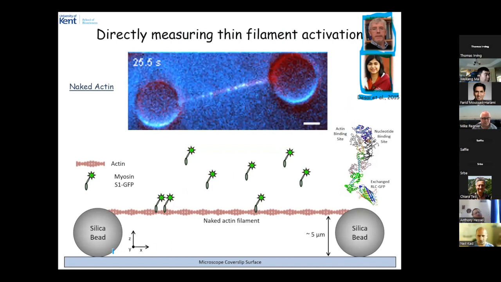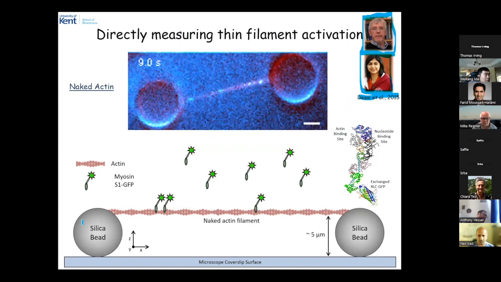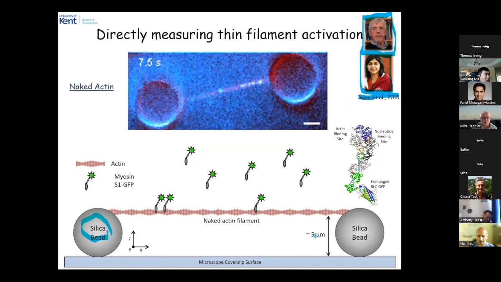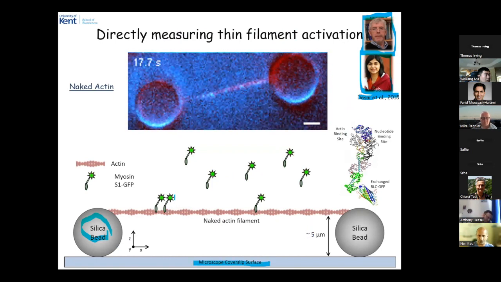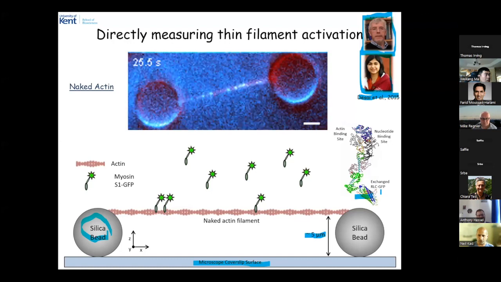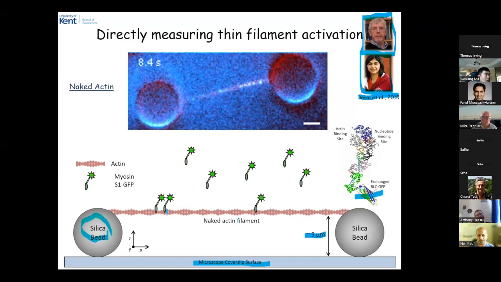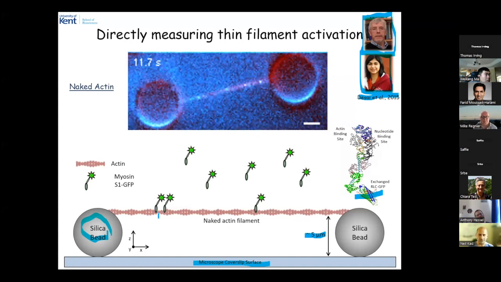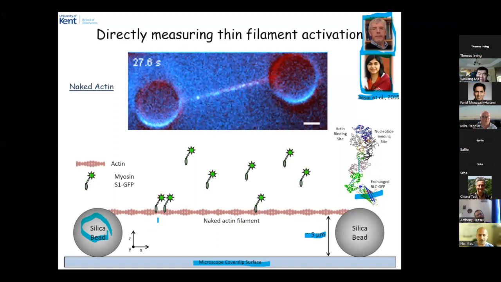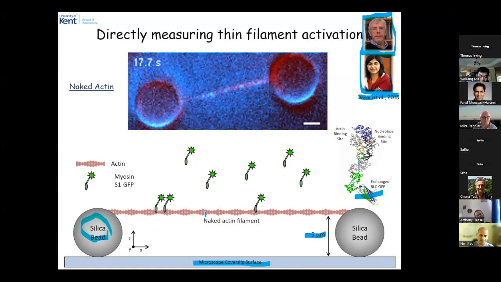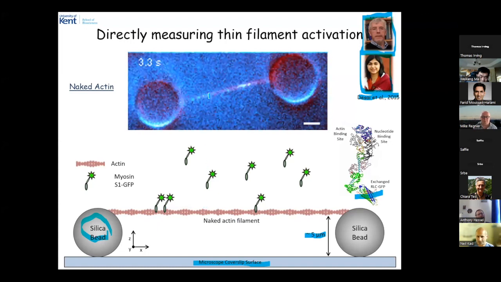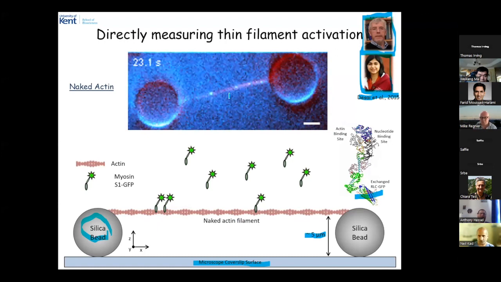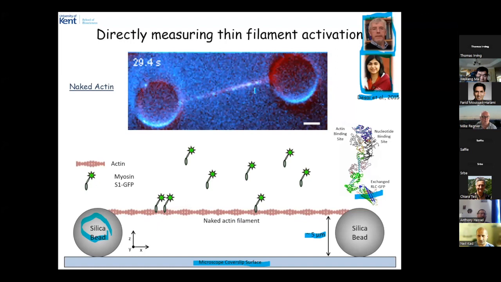If we take a cross-sectional view, you can see that the silica beads are actually above a microscope cover slip surface by about 5 microns. This allows the myosins, which are fluorescently tagged using an exchanged RLC GFP, to sit on the actin filaments in any orientation, so they can follow the twist of the actin filament. For a naked actin filament, we'd expect the myosins to be able to bind anywhere, and that's what we see in the data. We see the myosins, these little fluorescent dots in this video, binding anywhere along the actin filament.